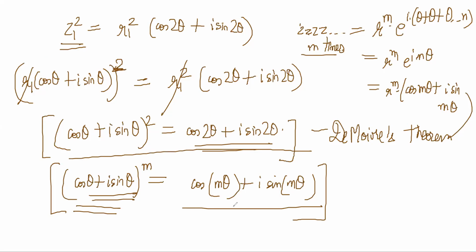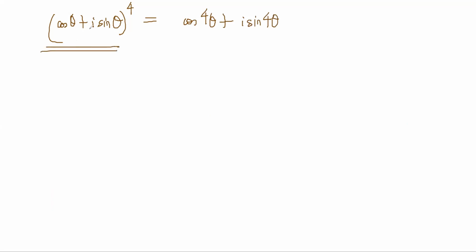So for example, (cos theta plus i sine theta) whole power 4, suppose, should be equal to cos 4 theta plus i sine 4 theta, right? Now if you expand this, you will get the answer for cos 4 theta, no? A new formula you will make. Expand this and collect all the real terms, right?